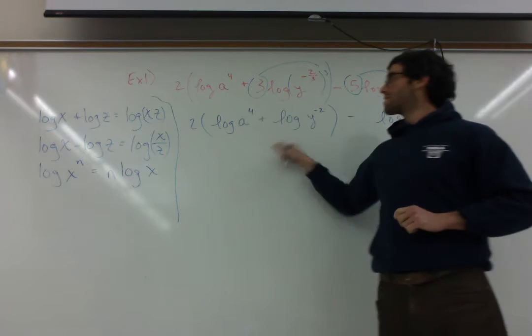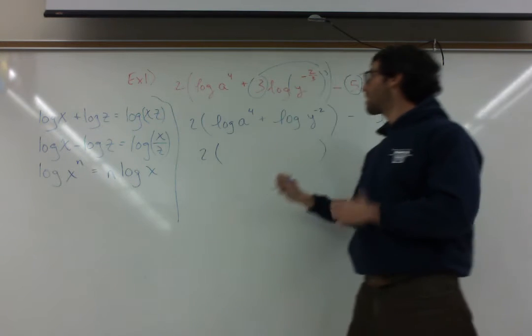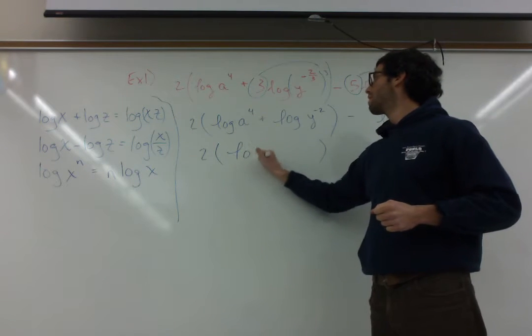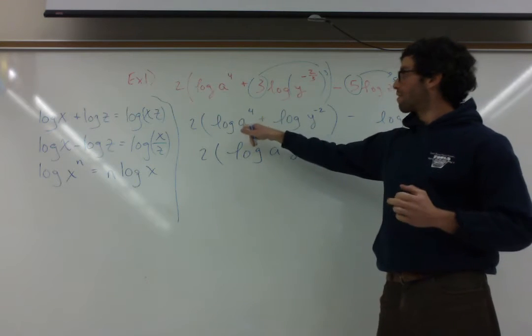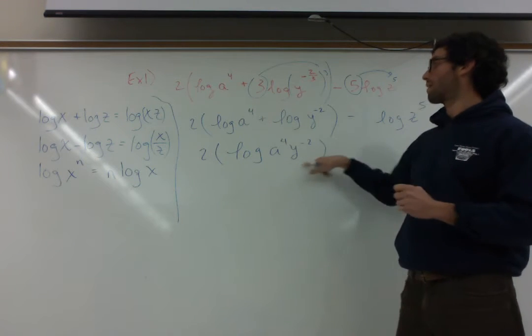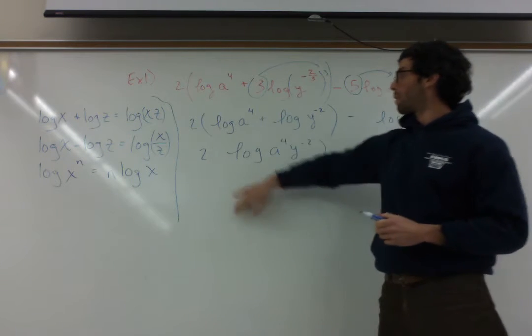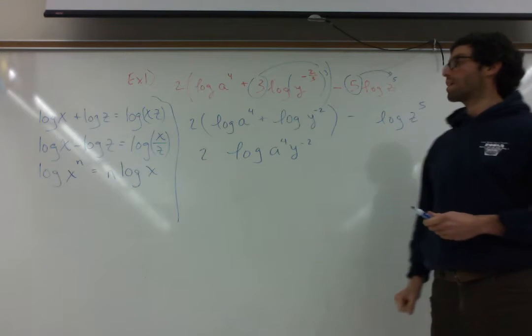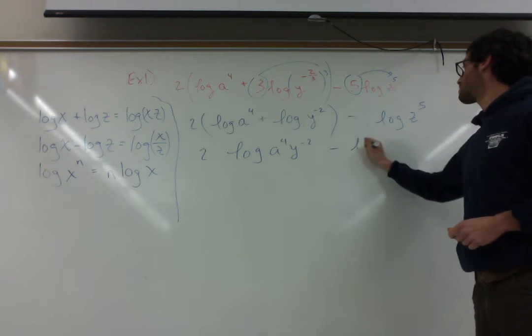Now I'm going to keep condensing inside here. Because we have addition, I'm going to use that first property and say, all right, well, this just becomes log a to the 4th y to the negative 2nd. Okay? Log this plus log that is log of the product. All right? And now, I guess we don't need the parentheses anymore. Right? Because there's nothing to distribute. Minus log z to the 5th. Okay.